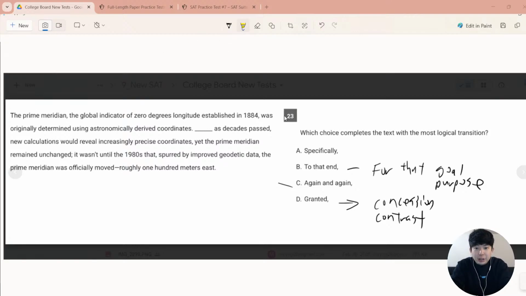the prime meridian was originally determined. The good transition would be, however, as decades pass, new calculations reveal increasingly precise coordinates. That's what it feels like. But I have the word "yet." That's why they didn't do a contrast. It's really odd to use "however" and "yet" in the same sentence.